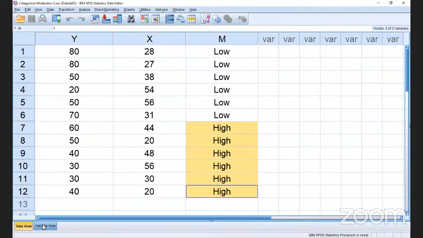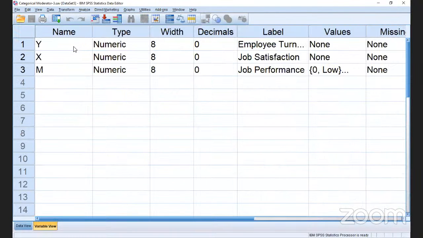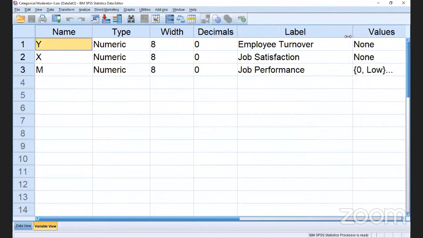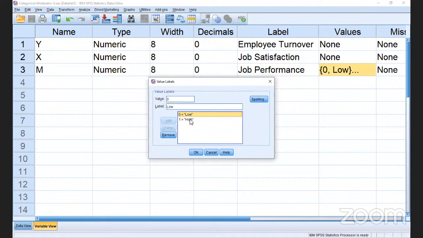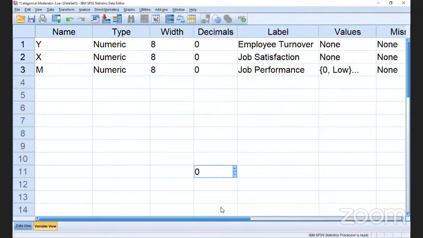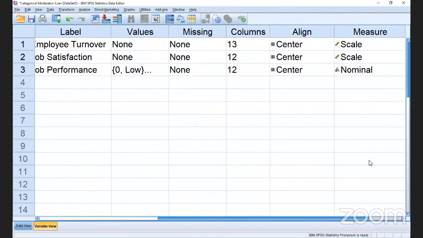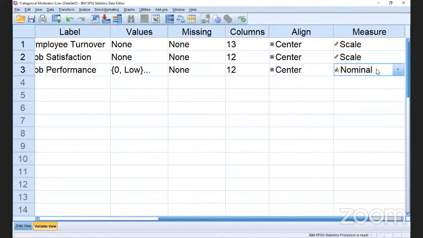So now we can see our data in the variable view. Y means employee turnover. X, the independent variable, means job satisfaction. The moderator variable is job performance, and there are two categories: 0 means low performer and 1 means high performer. It is nominal data, so here you can see nominal and scale for the variables.